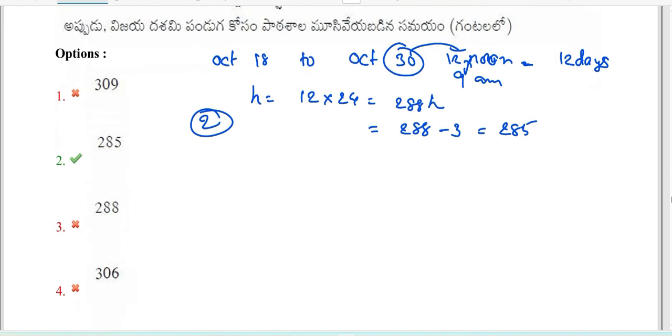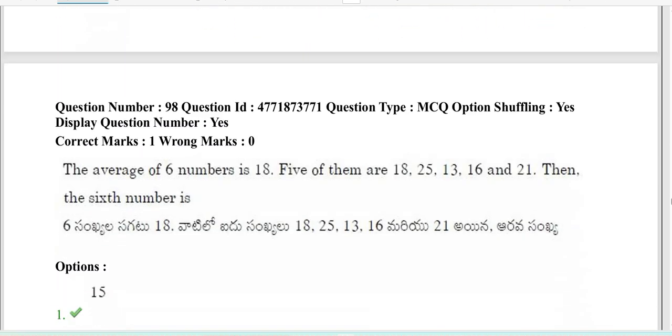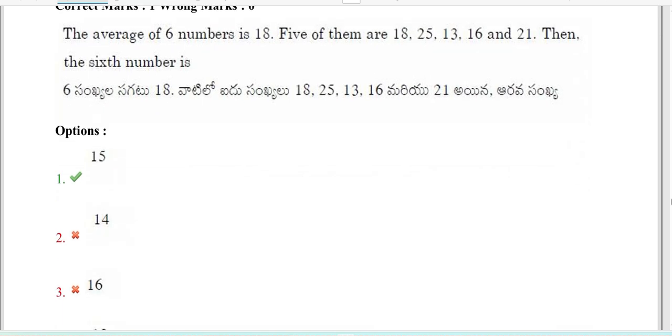Okay. Now let us go ahead with the next question. Average of 6 numbers is 18. 5 of them are 18, 25, 13, 16 and 21. Then the sixth number is?